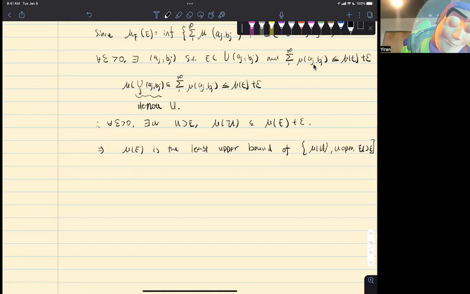So define E_N to be equal to negative N comma N intersect with E, because E is unbounded, okay? So what we are going to do is keep looking at this E_N. Why do we like this? Because it has finite measure. It is bounded, right? Because it's bounded, it's finite. Okay, so then what will be the next step?